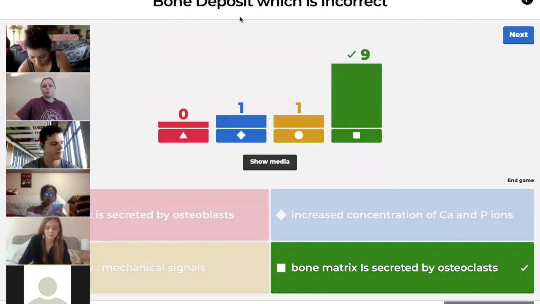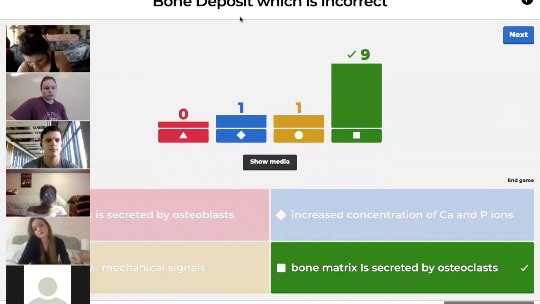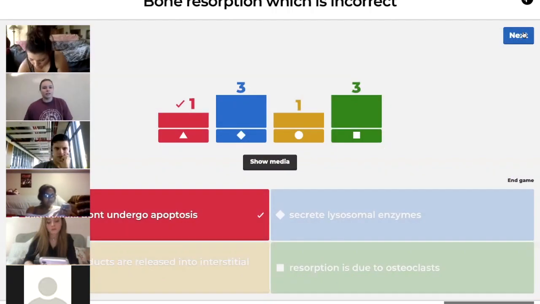All right, so the bone matrix is secreted by osteoclasts. Awesome, right? Bone matrix is secreted by osteoblasts, right? Yeah. All right, okay, so for bone resorption, right, osteoclasts don't undergo apoptosis. Osteoclasts do. So once osteoclasts have broken down that surface in bone resorption, they apoptose and they are gone. They've done their job until they leave, okay?